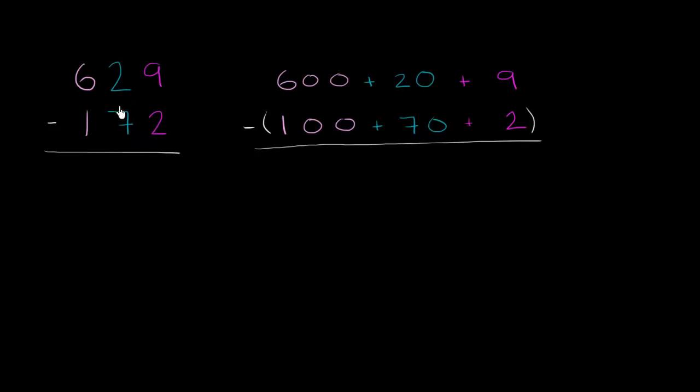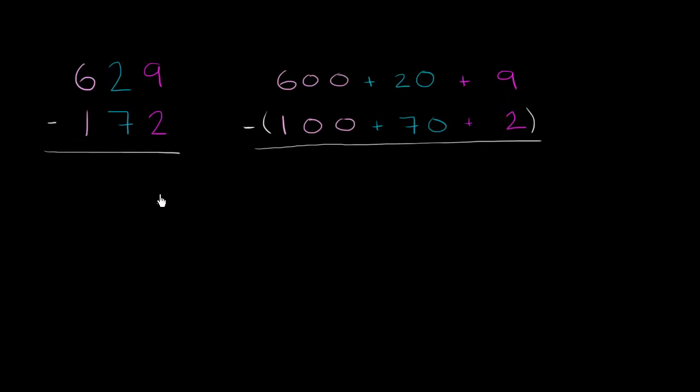I've written the same subtraction problem twice. Here we see we're subtracting 172 from 629. And all I did here is I expanded out the numbers. I wrote 629 as 600 plus 20 plus 9. And I rewrote 172. The 1 is 100, so that's there. The 7 is in the tens place, so it's 70. And then the 2 is 2 ones, so it just represents 2. And we'll see why this is useful in a second.